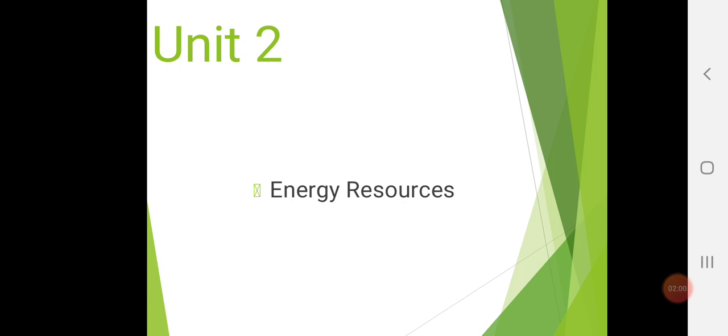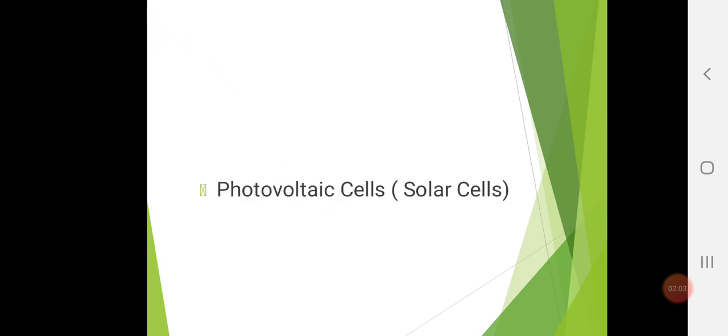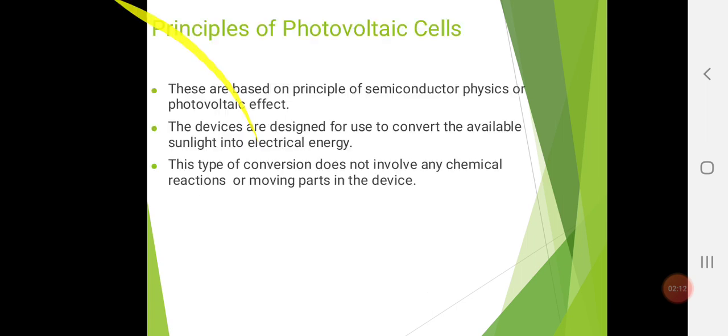So guys, let's start with this. Today we are going to learn about photovoltaic cells, which are also known as solar cells. Now first see what is the principle behind these photovoltaic cells. These are based on the principle of semiconductor physics, the photovoltaic effect. The devices are designed to convert the available sunlight into electrical energy.